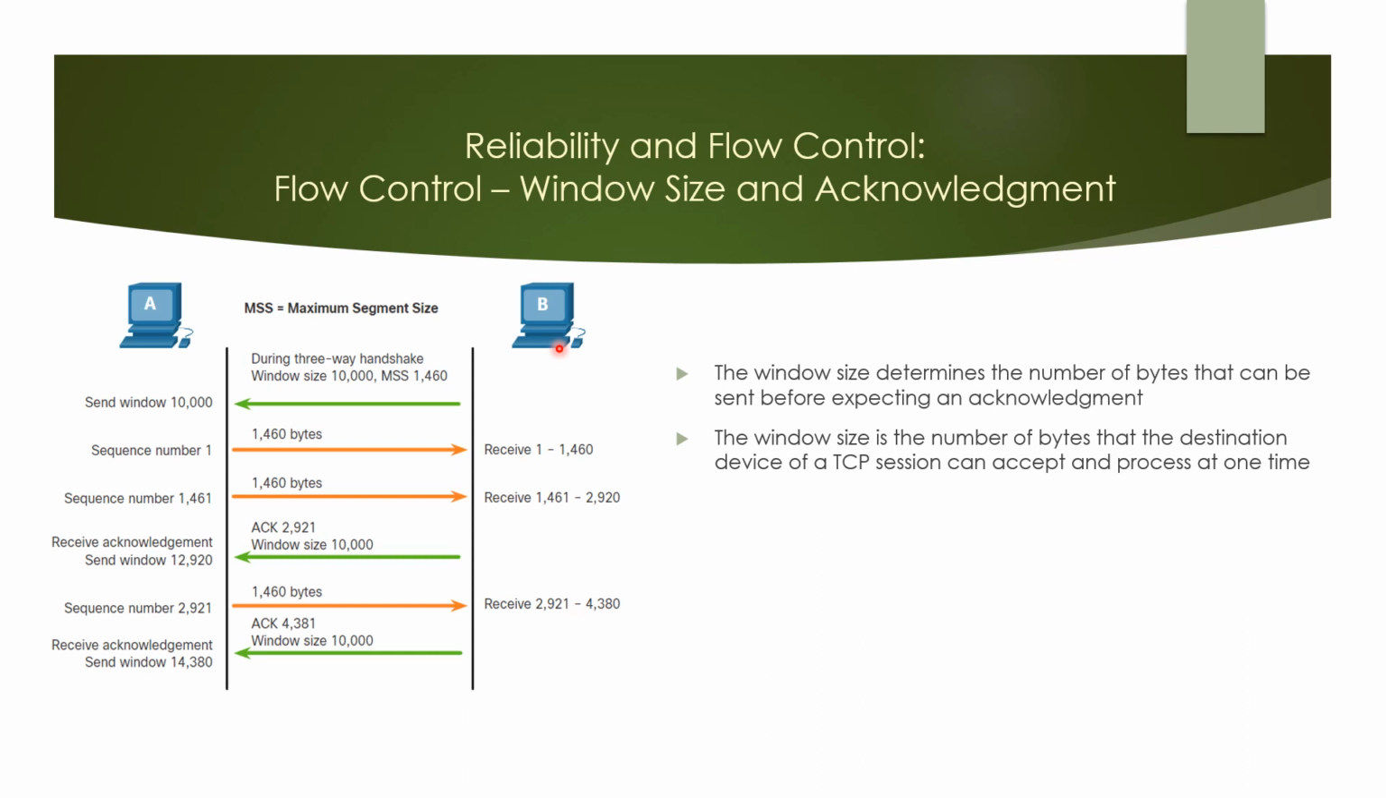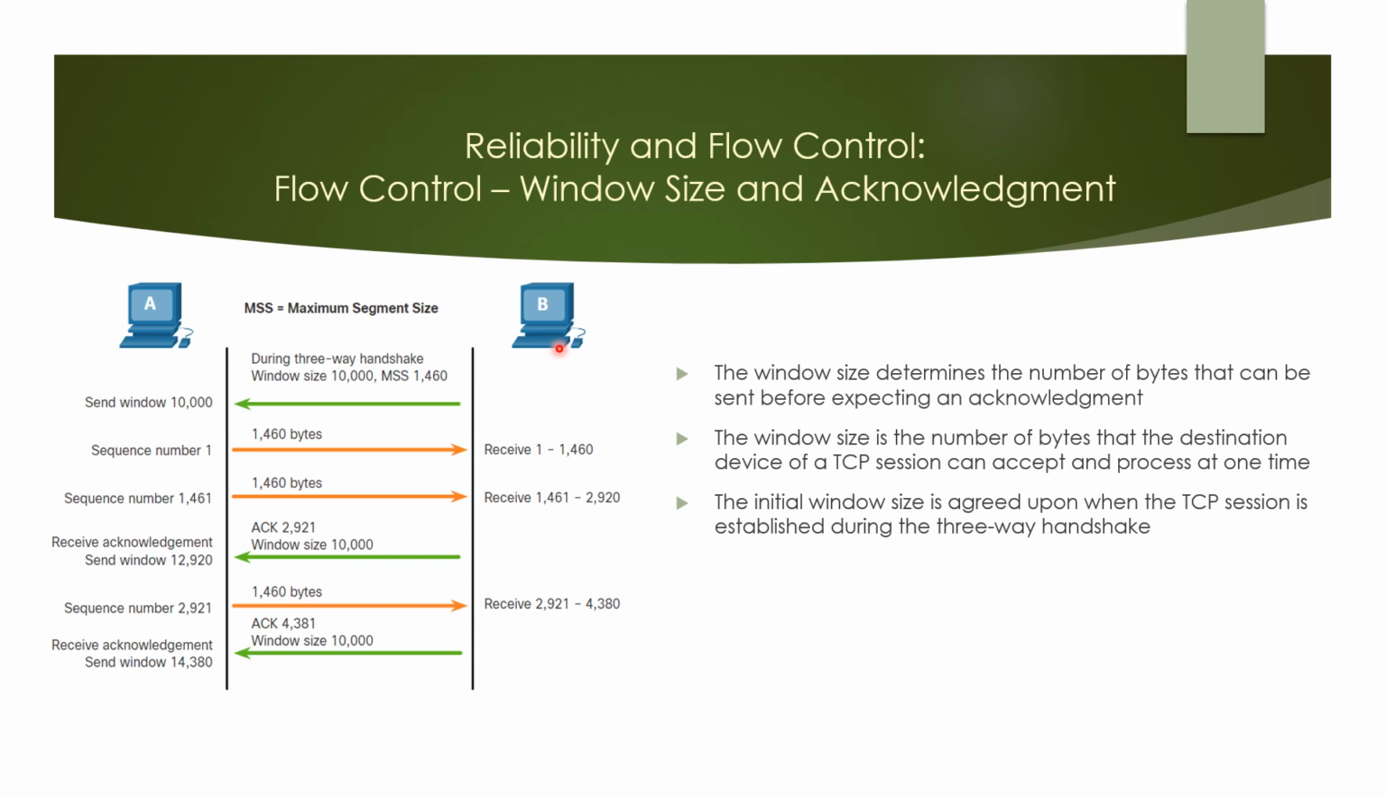The window size is included in every TCP segment, so the destination can modify the window size at any time depending on buffer availability. The initial window size is agreed upon when the TCP session is established during the three-way handshake. The source device must limit the number of bytes sent to the destination device based on the window size of the destination. Only after the source device receives an acknowledgement that the bytes have been received can it continue sending more data for the session.